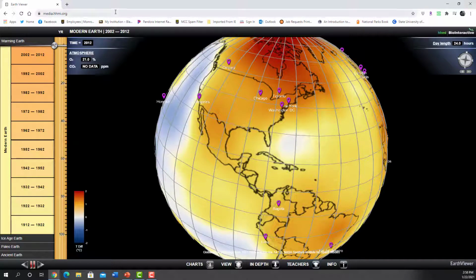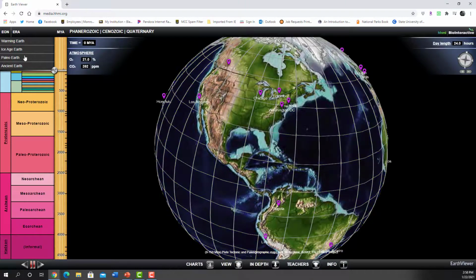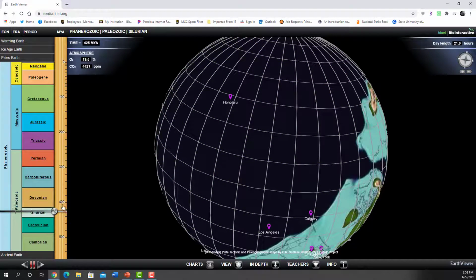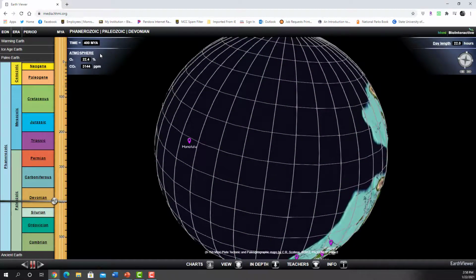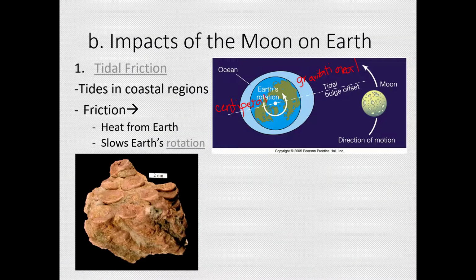Anyway, I wanted to really just show you that 400 million years ago, the day was shorter. Because the Earth is spinning faster, the distance around the sun that the Earth travels is still the same. So it ended up with there being more days in a given year, which is pretty fun.